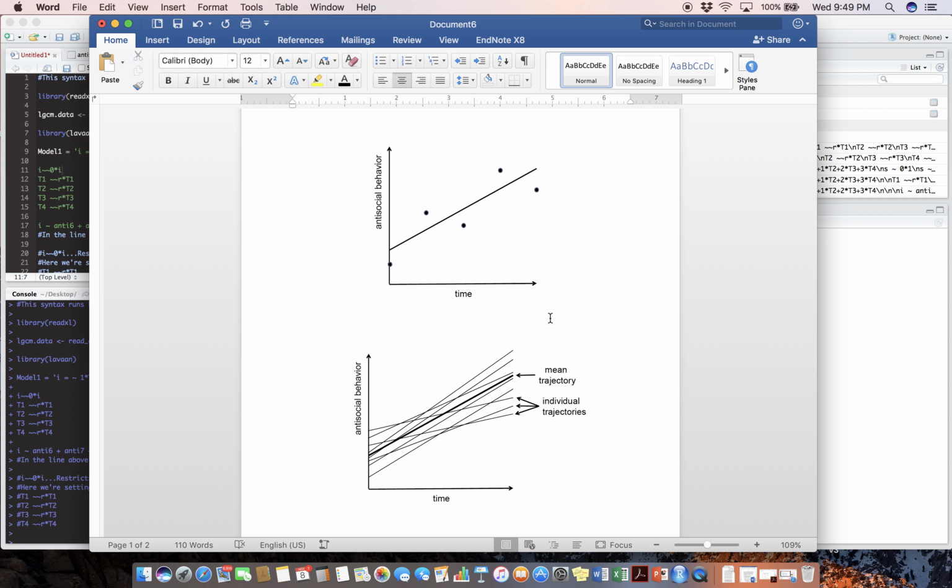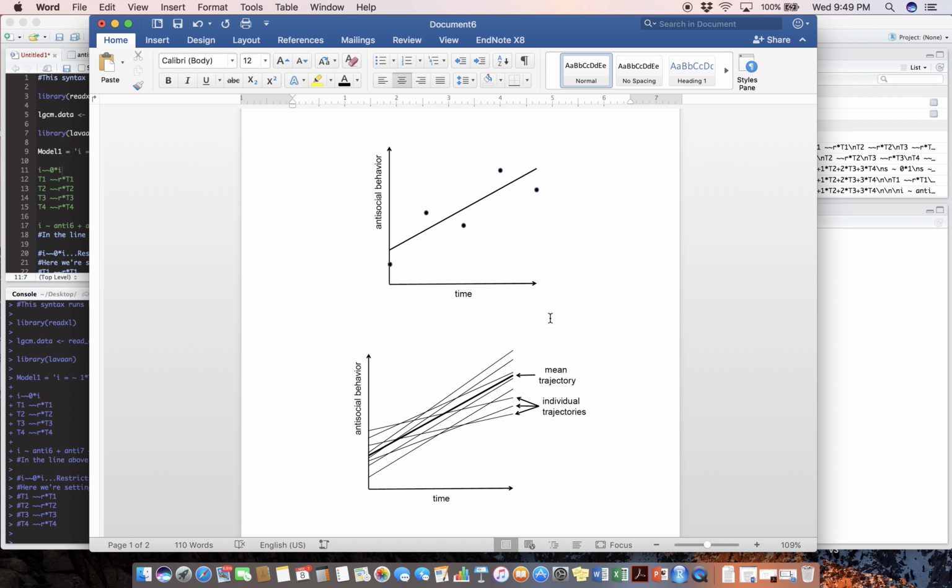Alright, so latent growth curve modeling. Before we get into the data set and syntax, I want to talk a little bit about the conceptual nature of how we typically tend to approach change over time and how latent growth curve modeling approaches change over time.